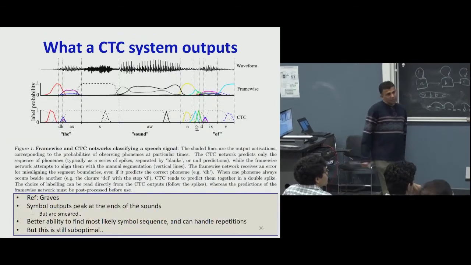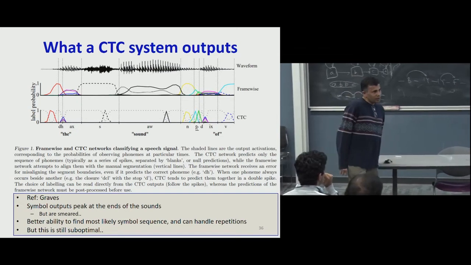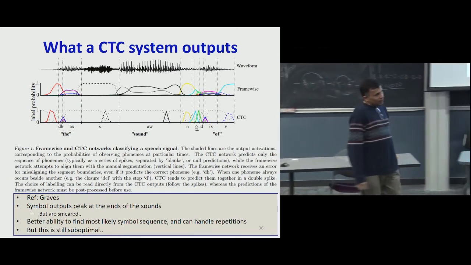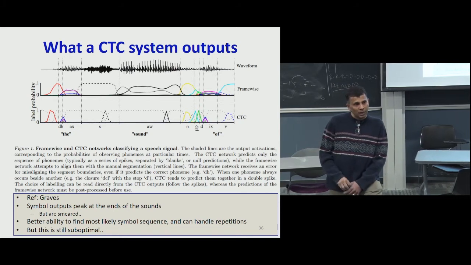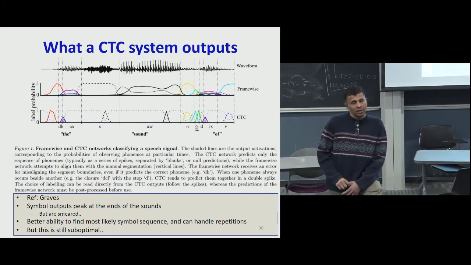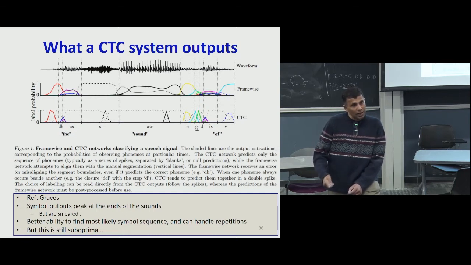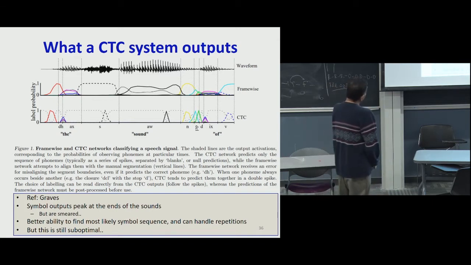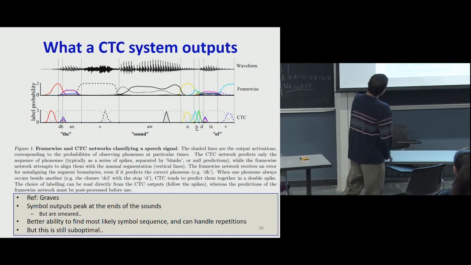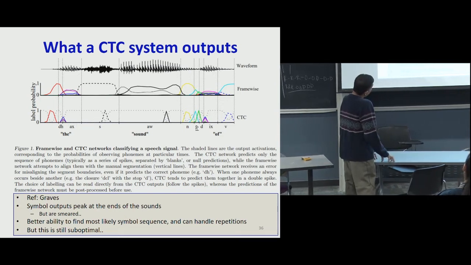So if I just did a greedy decode, something interesting happens. It turns out that the network ends up assigning regions of the input, which are mostly quiescent, where a new symbol is not ending and a new symbol is not being produced, it mostly just produces blanks. So here we have an example. This is from Graves' paper, where they're trying to perform speech recognition.